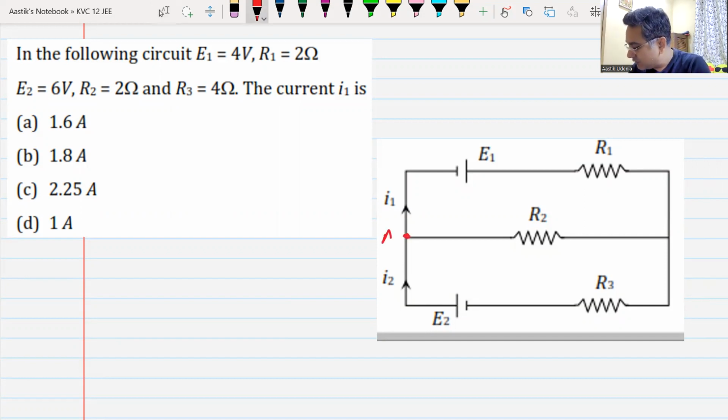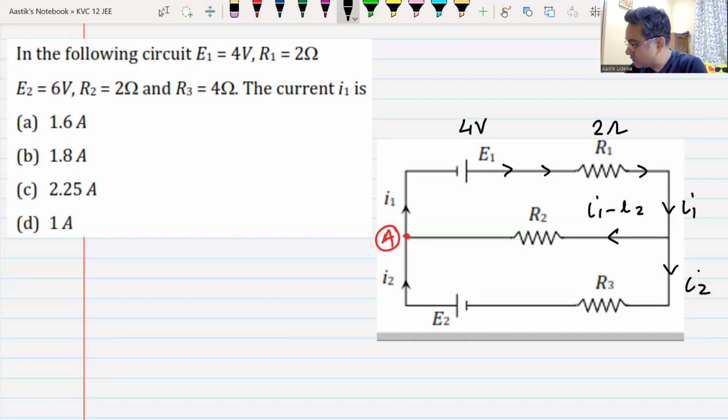Let me call this point A. I1 is already given. It goes here, I1. In this branch, they've also given I2, so in this branch it becomes I1 minus I2. Let me write the values here so that I don't make a mistake. This is 4 volt. This is 2 ohms. R2 is 2 ohms. E2 is 6 volts and R3 is 4 ohms.